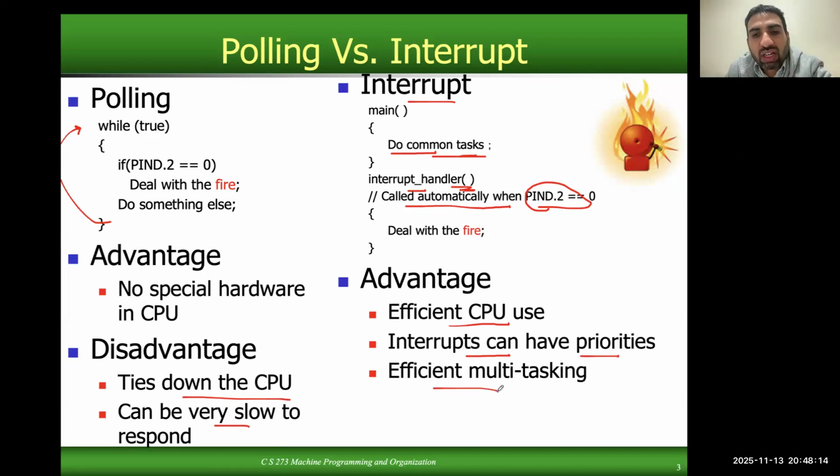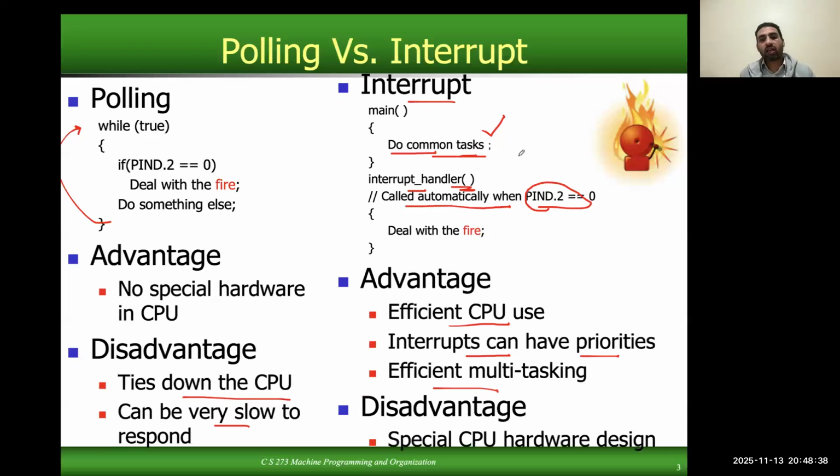Interrupts are also efficient in multitasking. Multitasking means that you are doing some common task, and when the interrupt happens, you don't need to continuously monitor the flag. When the interrupt happens, the microcontroller will automatically jump to the place where you have the code for handling that interrupt, and it will execute that code.